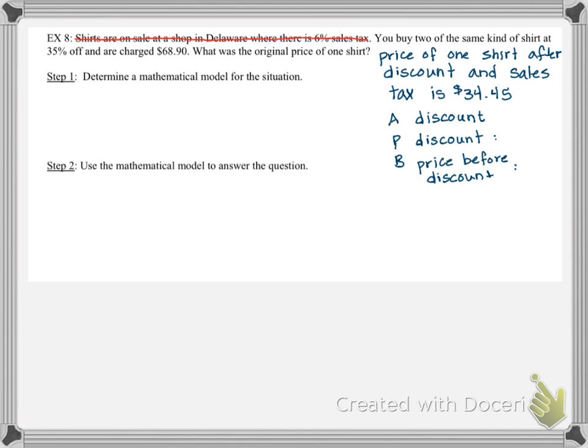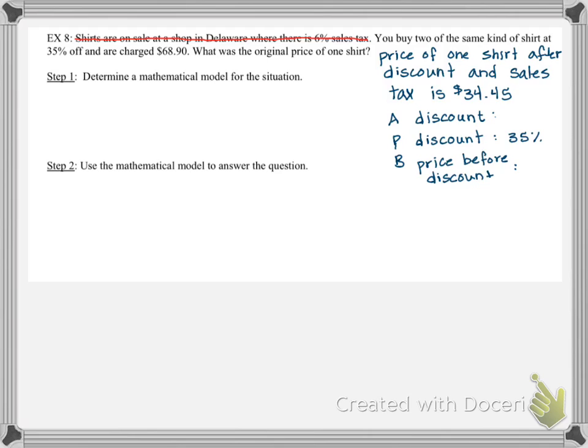So this problem is different from the problems we've done so far in that we actually have two unknowns instead of one, right? The only thing we're given here as far as the amount, the percent, and the base is the discount. We know the discount is 35%, but we don't know the price before the discount, and we don't know the amount of the discount.